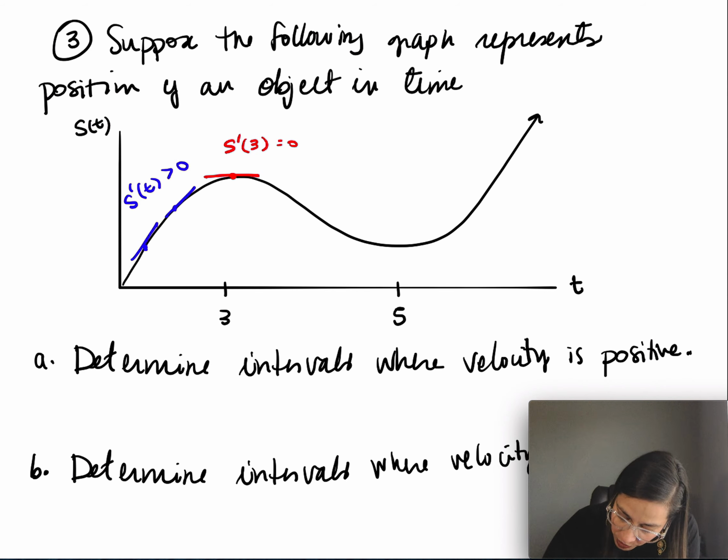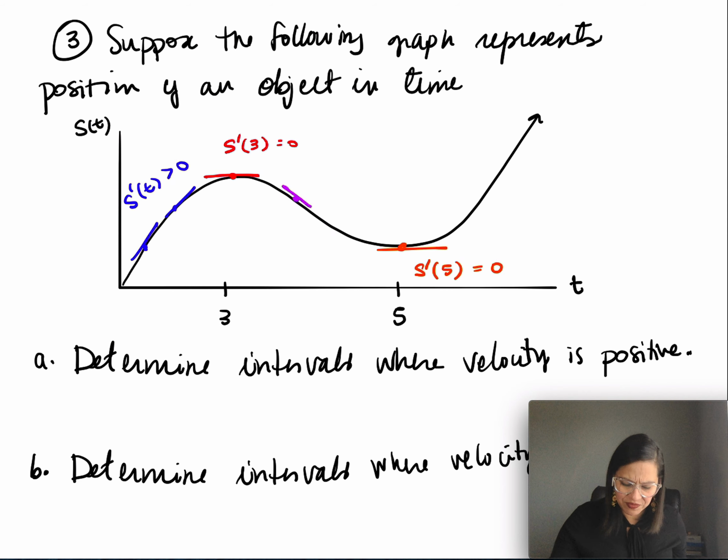Then after 3, if I draw my tangent lines, I get something negative. I get negative tangent lines. Then at 5, I get again a horizontal tangent line, so I know that s prime of 5 is equal to 0, and so on. After 5, we get positive slopes, okay? After 5, we get positive slopes.